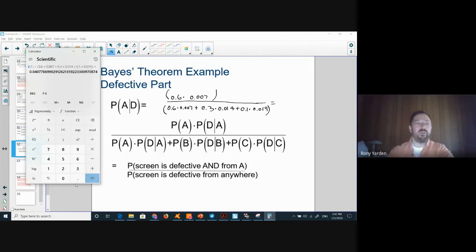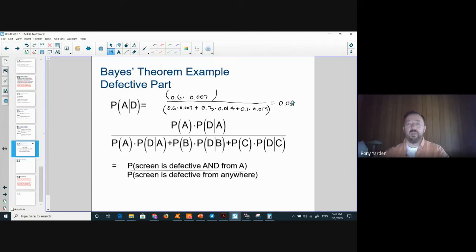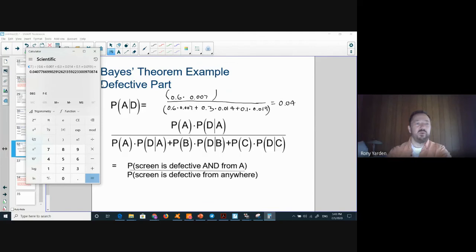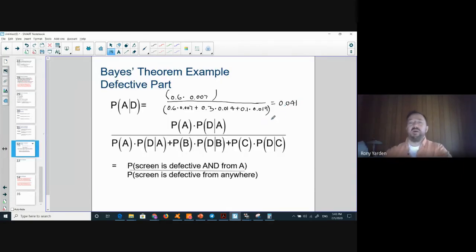Okay, so this is our probability, and the probability is 0.04. And let me just go over the numbers. Yeah, so the probability is 0.04. Let's see the other digits. 407. So I'm going to round the 0 to 1, 41. Or in percent, it's 4.1%. So again, if the screen is defective, the probability that it's coming from vendor A is 4.1%.